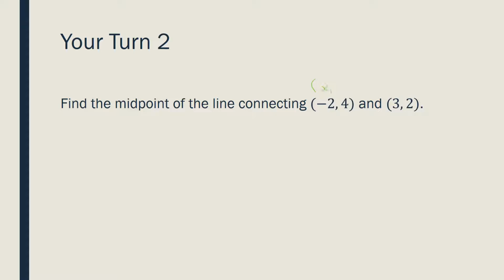All right, again, this one is an easier question. We can just assign our points. The midpoint equals x1 plus x2 over 2, and then y1 plus y2 over 2. So our midpoint is going to be minus 2 plus 3 over 2, 4 plus 2 over 2. So if we simplify that, it's going to be 1 over 2, and then 6 over 2, which is 3. Okay, and that's the midpoint of that line.